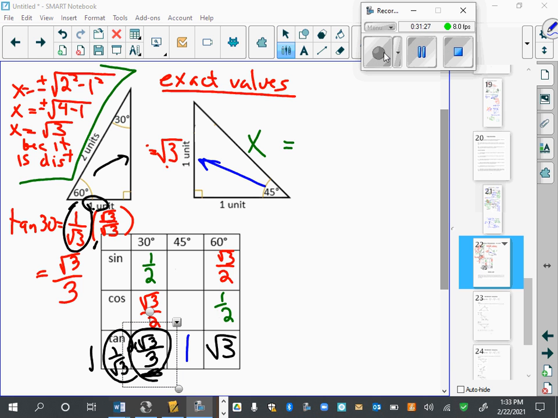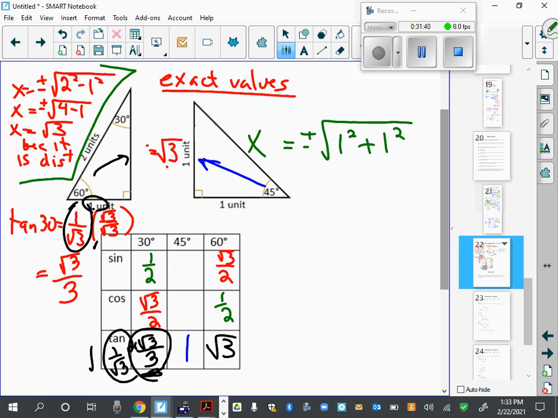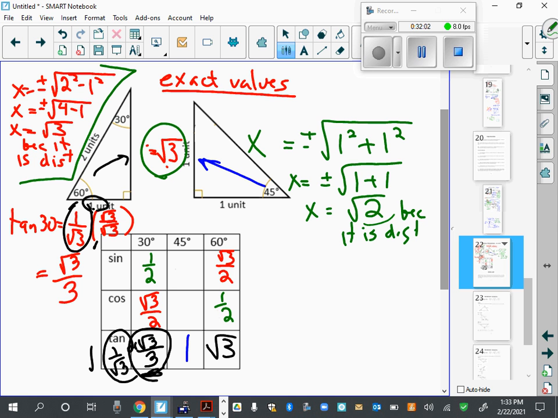We're going to use the addition formula here. So positive, negative. Oh, I guess I'll stick with green since the X is green. X equals positive, negative square root of 1 squared plus 1 squared. What's 1 squared? 1 plus 1, which equals radical 2 because it is distance. So if you don't memorize this chart, you can fill it in anyway by using SOHCAHTOA and knowing that this is radical 3 and this equals radical 2.